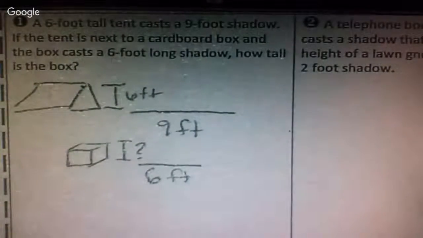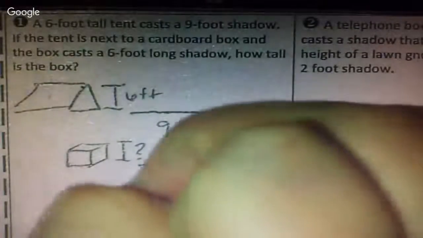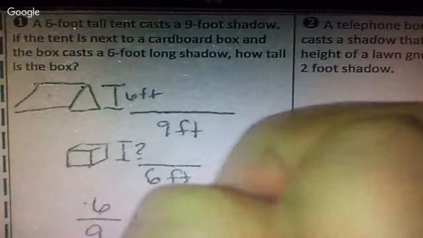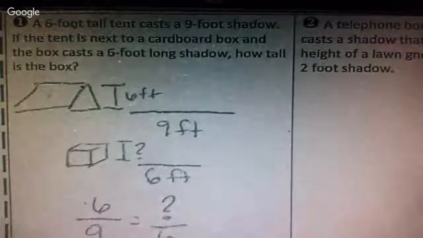So now I can set up a proportion to figure out how tall my box is. It's going to be 9 feet. So 6 over 9, the height of the tent over the length of the shadow, equals the height of the box over the length of the shadow. If you put height on the top, it needs to be height on the top on the other side. If it's shadow on the bottom, it has to be shadow on the bottom on the other side. So 6 over 9 should equal something over 6.